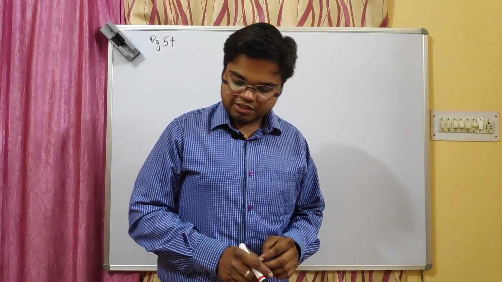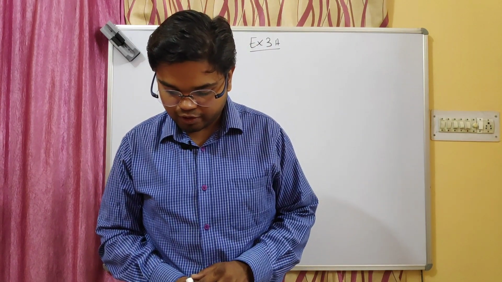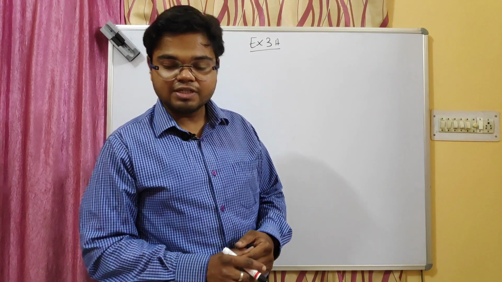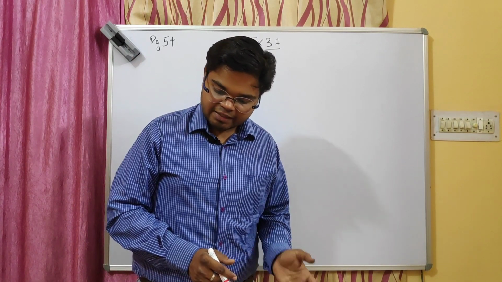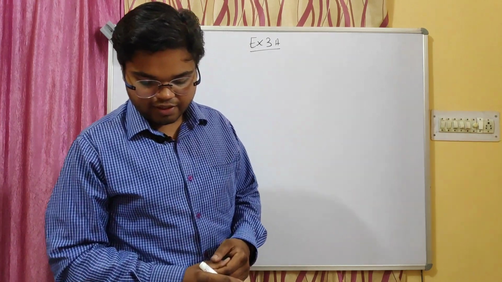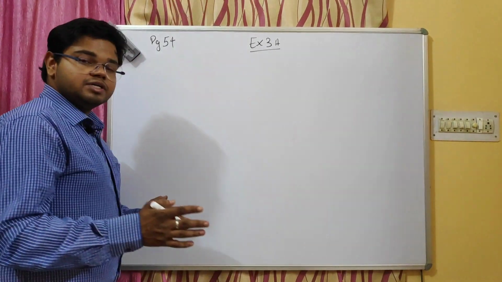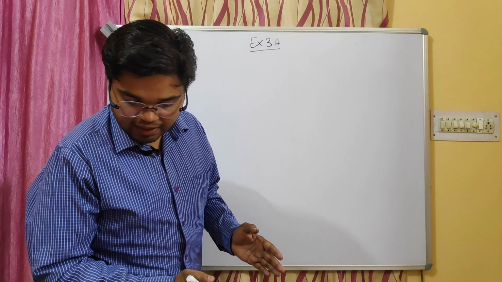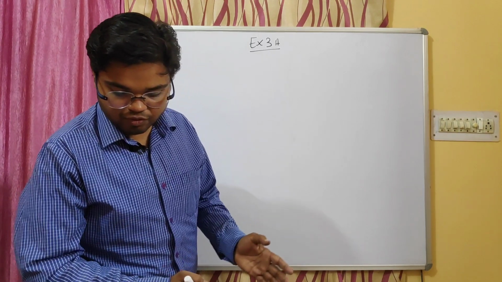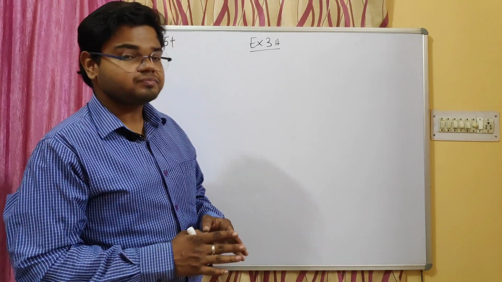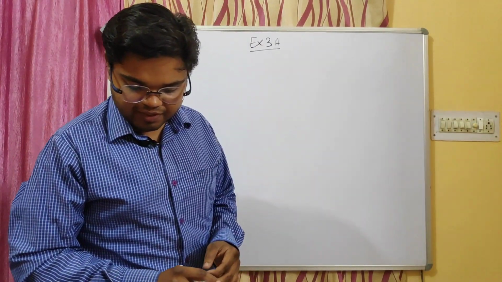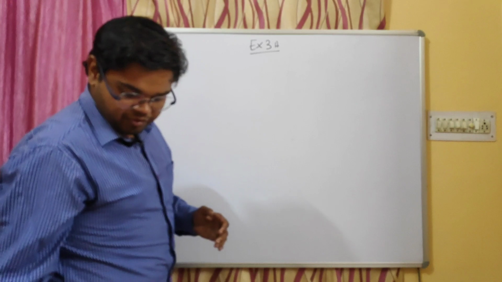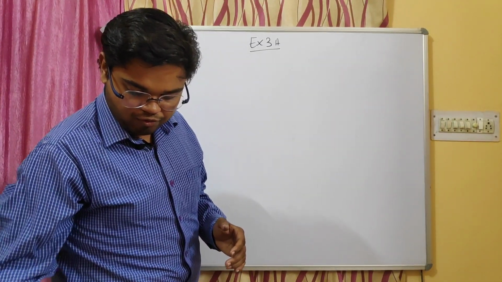The first question is: write T for true or F for false for the following statements. The first statement is: 0 is not an integer as it is neither positive nor negative. Children, here we need to understand whether the statement is true or false.